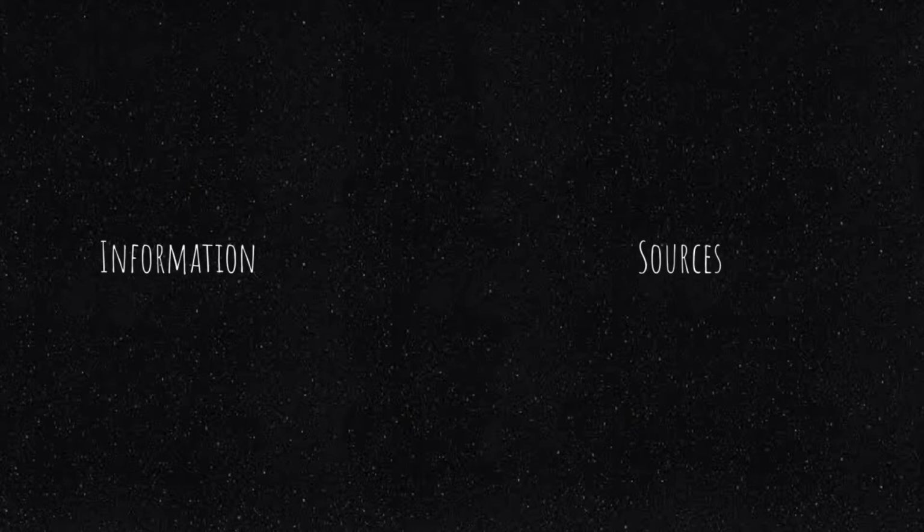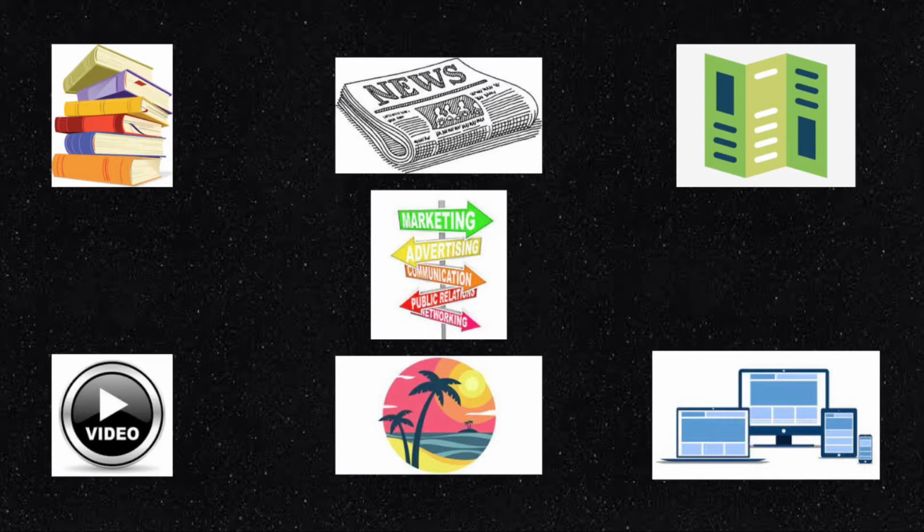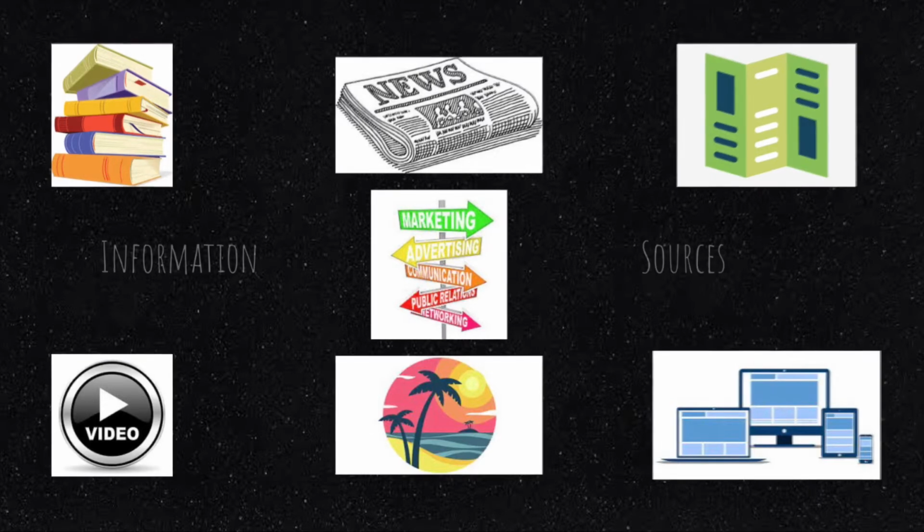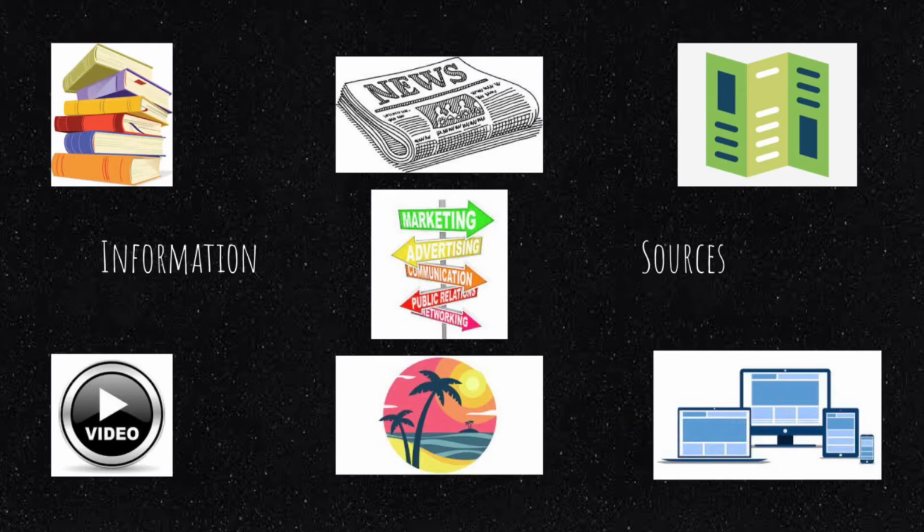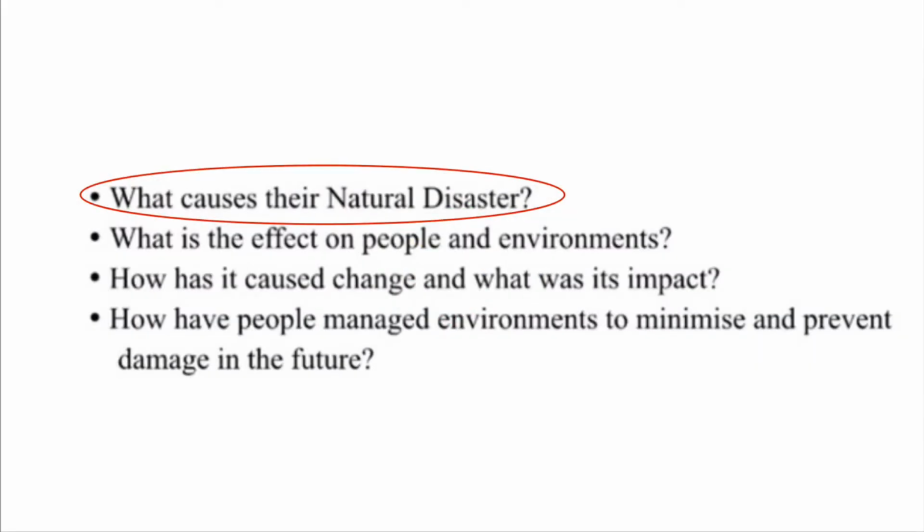Before we dive into it, let's have a recap on where our information can be drawn from. Books, websites, brochures, flyers, videos, newspapers, images, and advertisements are some of the many possibilities available to pull information from. Today we will begin diving into websites. Our focus point for our research will be what causes natural disasters.